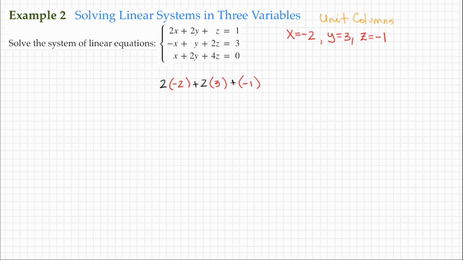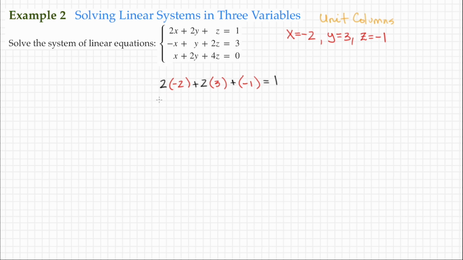And of course, all of that should equal 1. 2 times negative 2 is negative 4. 2 times 3 is 6. Negative 4 plus 6 is 2. And 2 minus 1 is 1. So it works for the first equation. Let's do the next one.